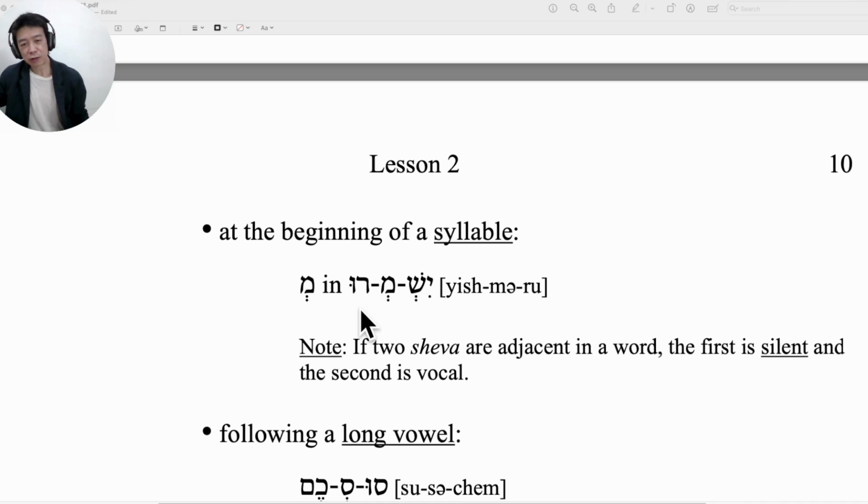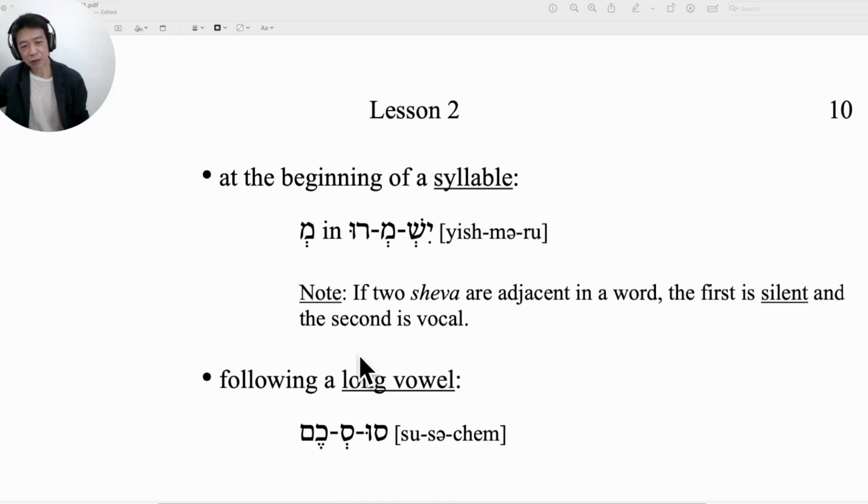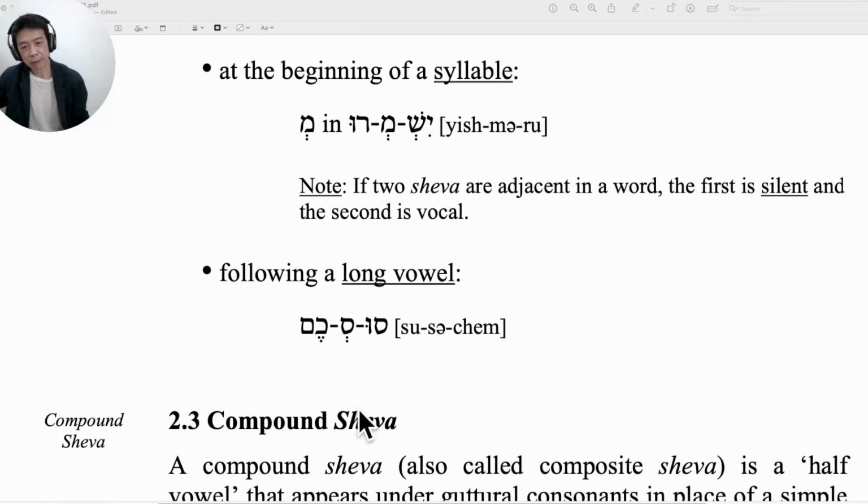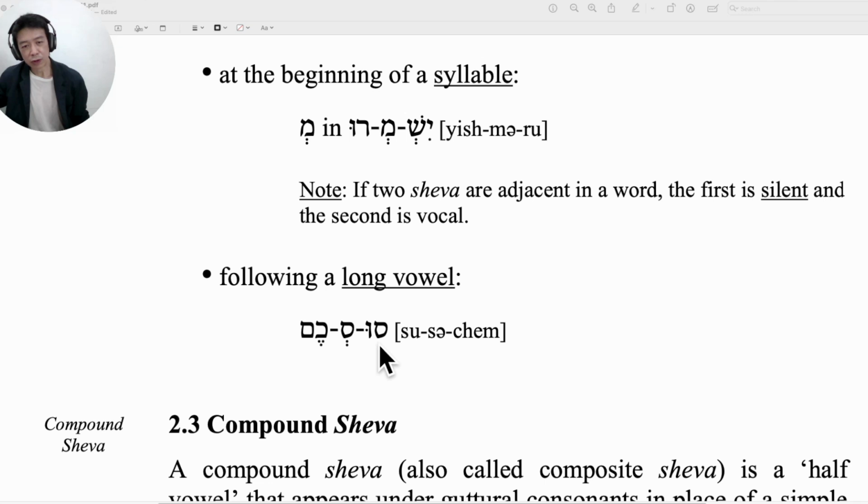Please note that if there are two shavas adjacent in the word, the first is silent and the second is vocal. It can also appear following a long vowel, as in this word. If we read this from right to left, Suseham, Suseham.